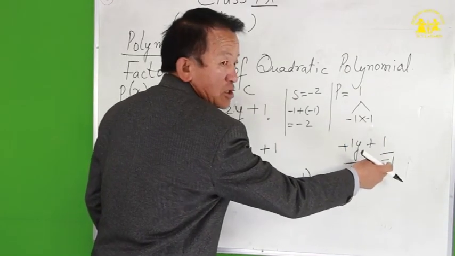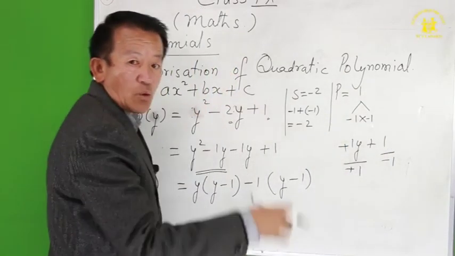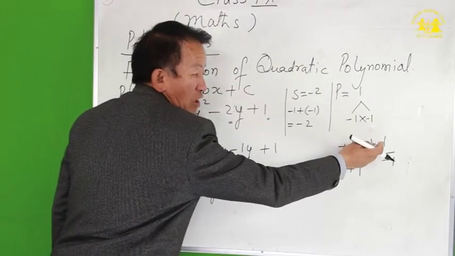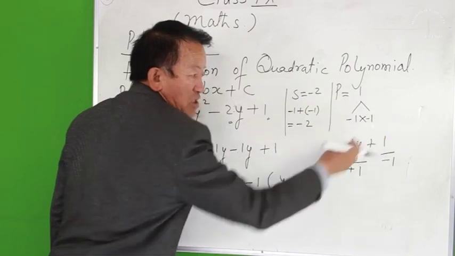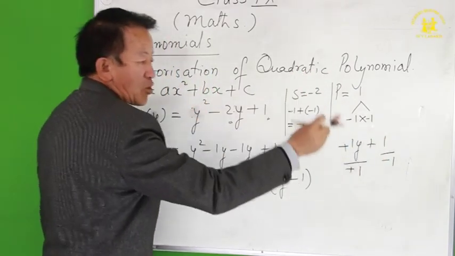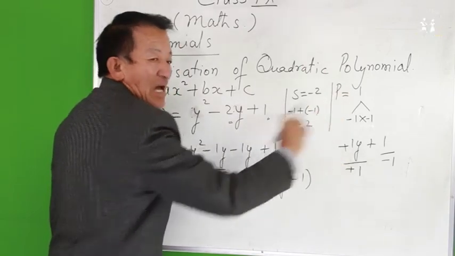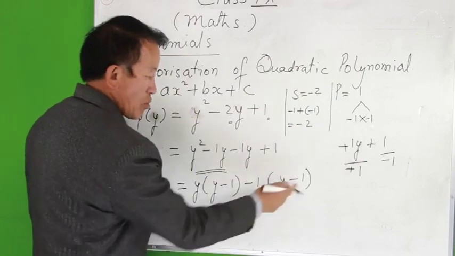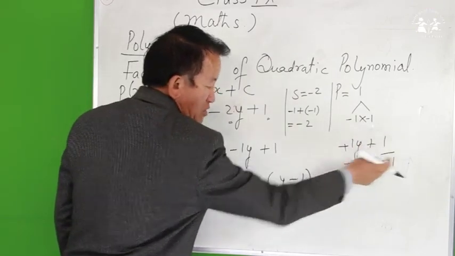Plus and minus. If the signs are the same, when we divide, the sign of the quotient will be positive. If the signs of the numerator and denominator are different, the sign of the quotient will be minus. So minus 1 divided by 1 is minus 1.